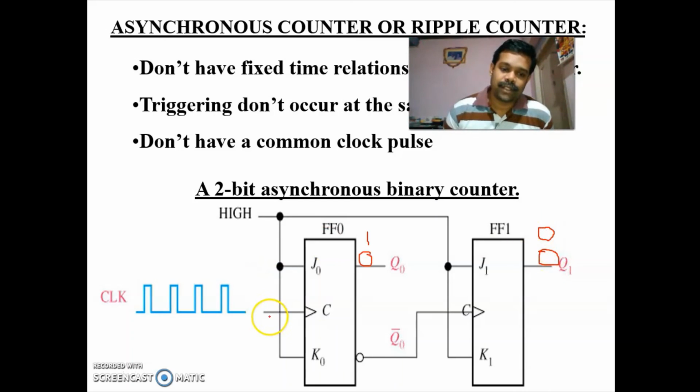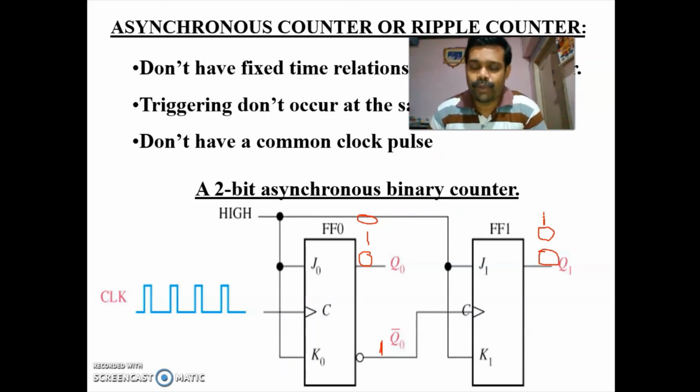You are applying the next positive edge. During the next positive edge, this 1 will become 0 here. But at that time, here you are having 1. This flip flop works and this 0 will change to 1. Why? Because in a JK flip flop, if both J and K are 1, the output will complement. Okay. Now your output is 0 1.